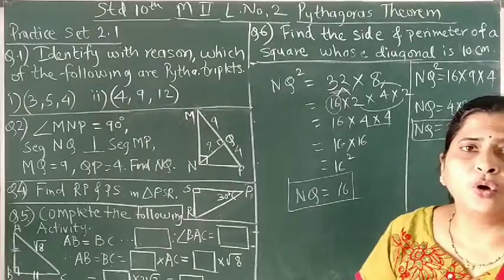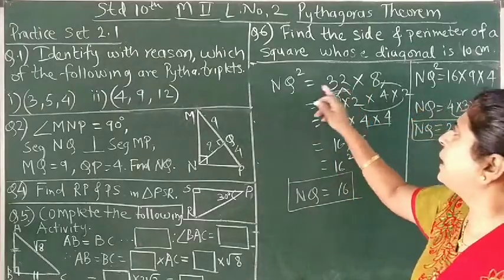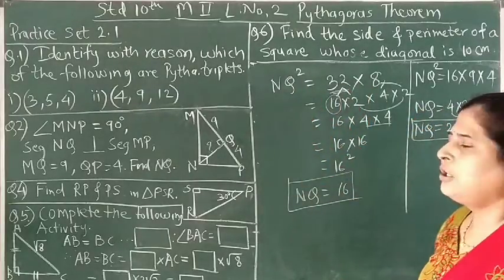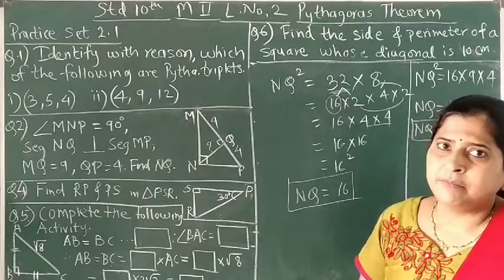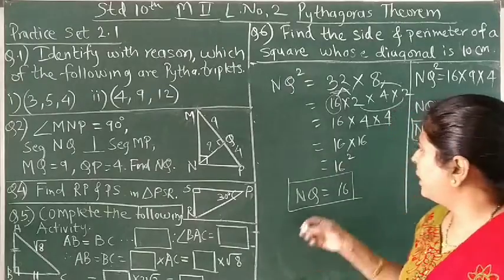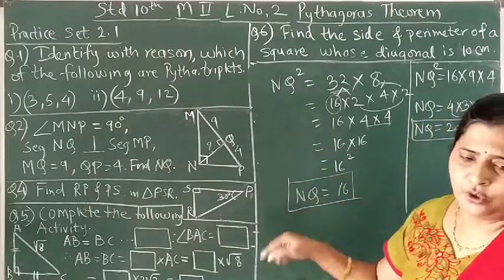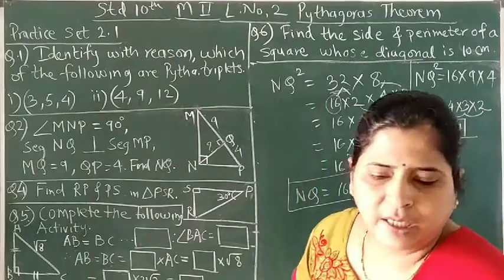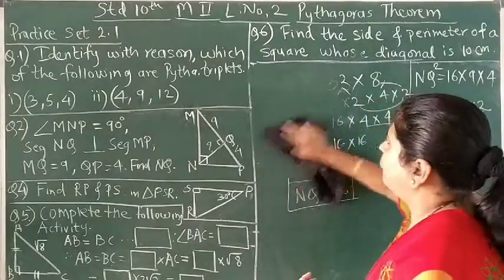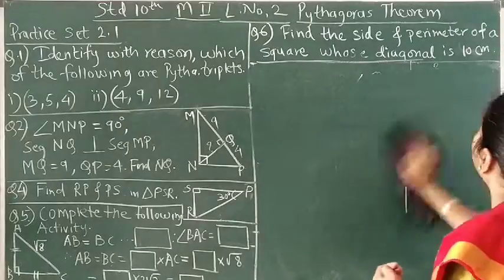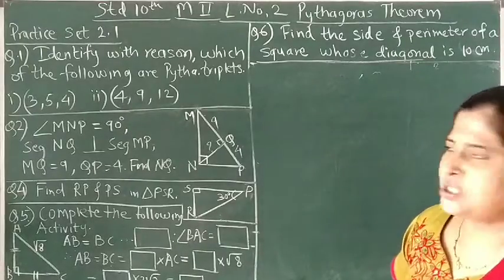So depending on what product you get as NQ square, accordingly you can choose which easy method you can apply to get the value of NQ from its square. Okay, let's go further now. I hope the point is pretty clear. Let's go for question number 4.